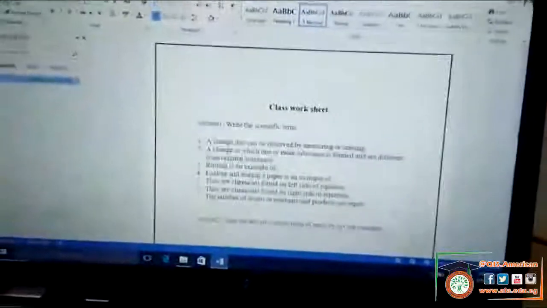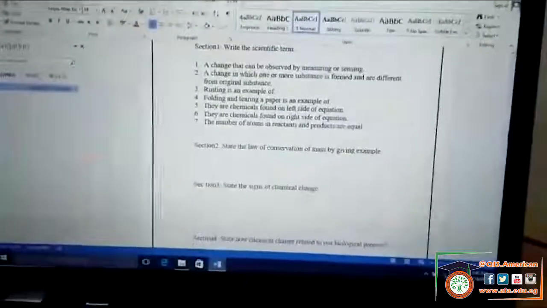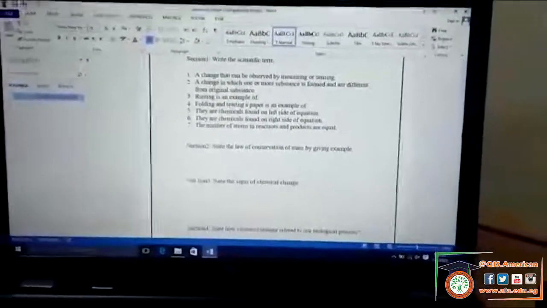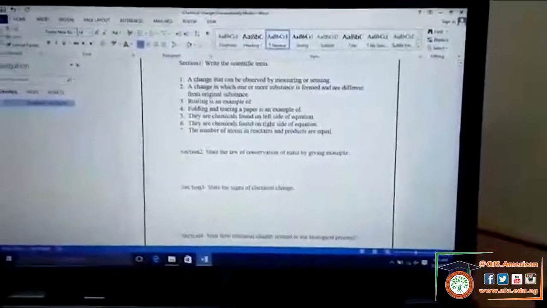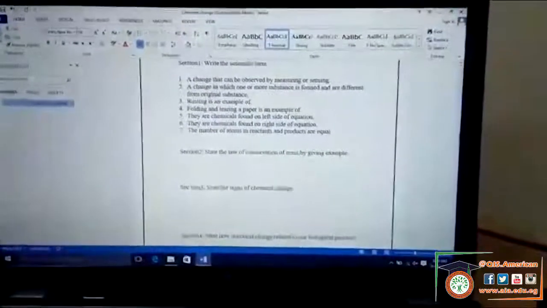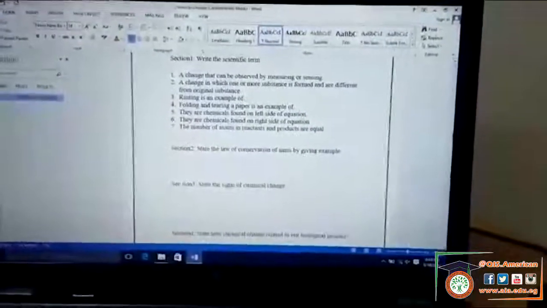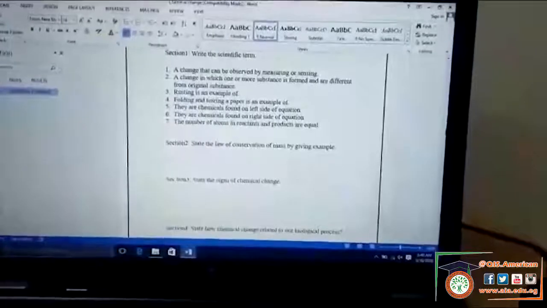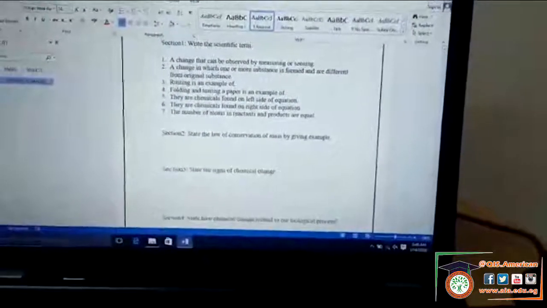We'll go now to section 3. State the signs of chemical change. Who remembers the signs of chemical change? Number one, the bubbles. Do you remember when we put baking soda to vinegar in the class? It gives us bubbles. So we have to say bubbles and say that when we add baking soda to vinegar, it gives us bubbles.